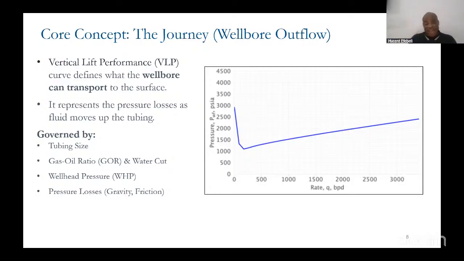So if it is too high, then it will also limit how much you can lift to the surface. Then your pressure losses, like I said, your tubing size will cause a lot of friction. And even with the gas that we talked about, if it increases so much, it is going to cause a higher pressure drop due to friction. Because if you look at the vertical lift performance equation, you see that the pressure drop due to friction varies directly as the square of velocity.